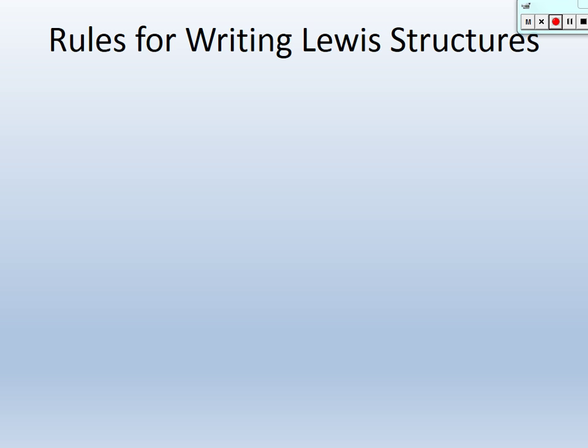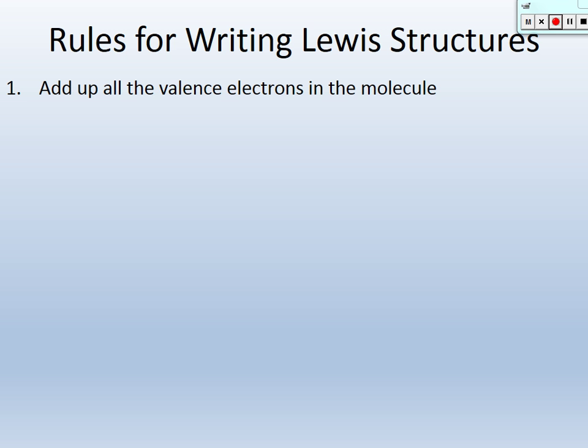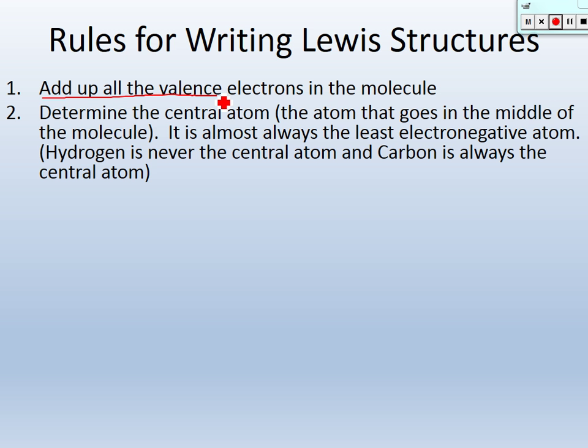Okay, this slide contains all the rules for writing Lewis structures. There's a lot of them. They're in your guided notes. You don't have to write anything here. They're all inside your guided notes, but I want to go through them before we try a practice problem. Okay? So rule number 1, we're going to add up all the valence. So add up all the valence. Please underline that. Add up all the valence in the whole molecule. So we know how to find valence electrons. We're going to add them up for the whole molecule. That's number 1.